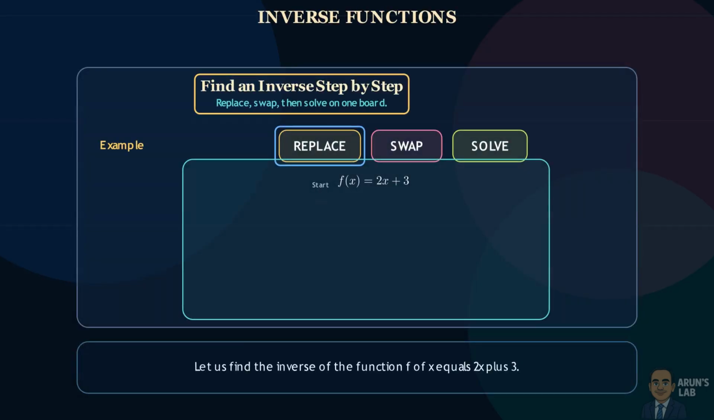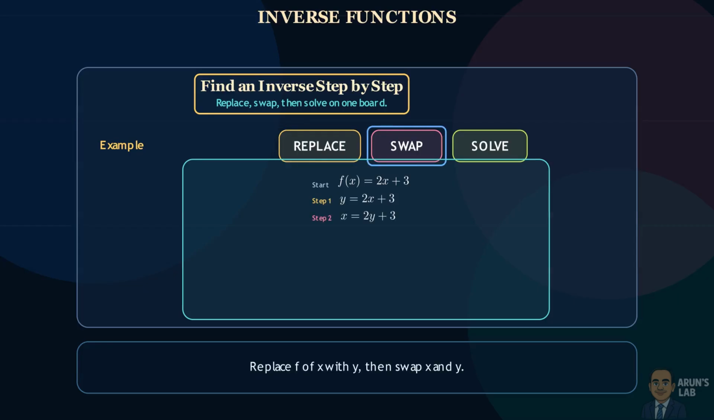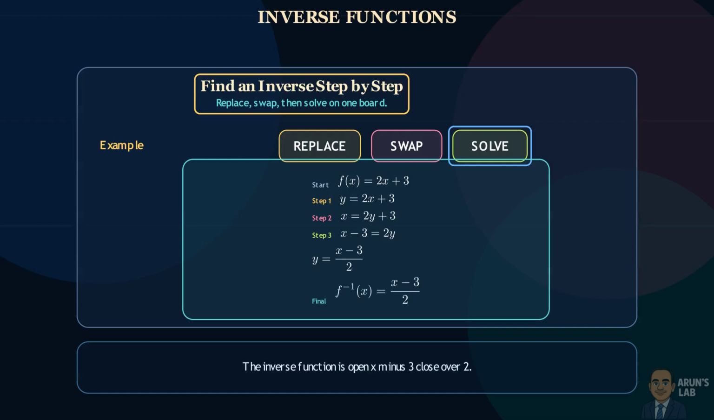Example, f of x is equal to 2x plus 3. Step 1. Replace f of x with y. So y is equal to 2x plus 3. Step 2. Swap x and y. So x is equal to 2y plus 3. Step 3. Solve for y. So x minus 3 is equal to 2y. So y is equal to (x minus 3) whole divided by 2. So the inverse is f inverse of x is equal to (x minus 3) whole divided by 2. The important thing is f inverse is not equal to the reciprocal.